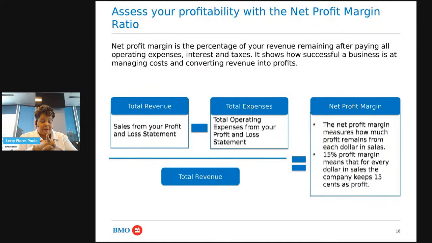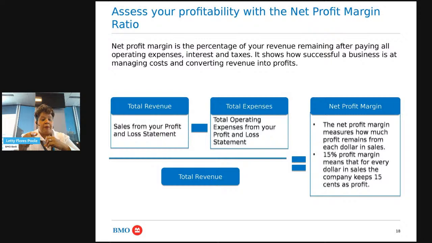So, total revenue, you need to know. What are your sales from your profit and loss statement? We just went over our profit and loss, right? So that's how you know what your total revenue number is. We want you to subtract from that your total operating expenses from your profit and loss statement. So remember, there's two pieces of that profit and loss, right? Your profit and then your loss. So we want those two pieces of information, and then we divide that over your total revenue, right? So whatever the total revenue amount is, we're going to divide that, and that equals your net profit margin number.